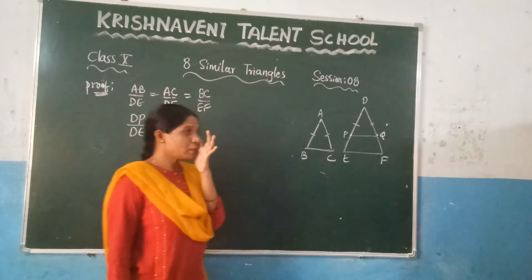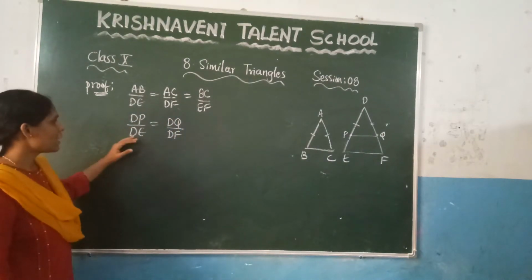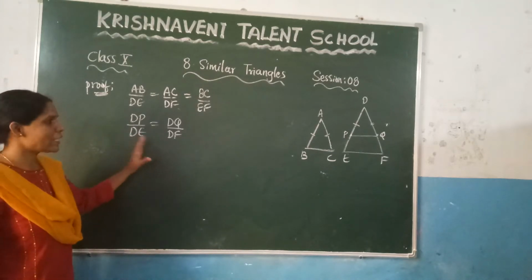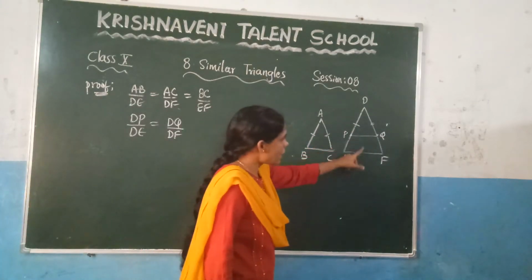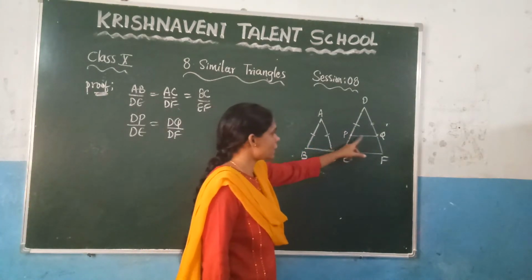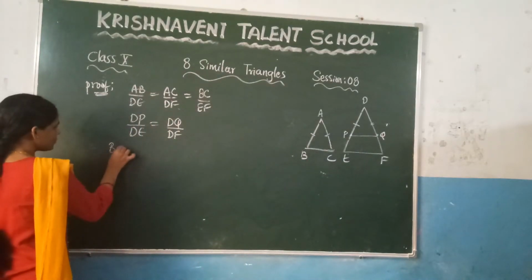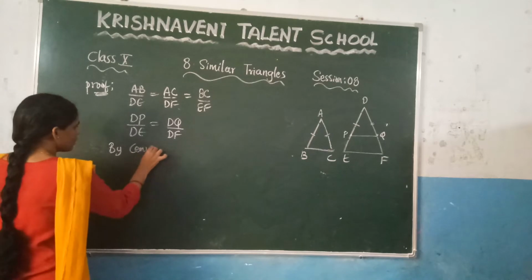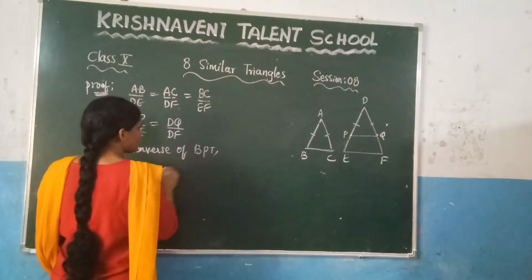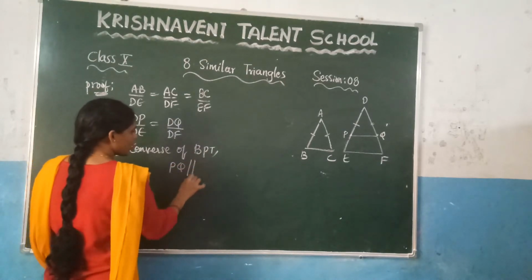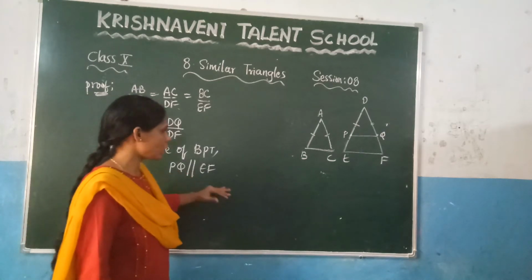So here again by the converse of the basic proportionality theorem, if two sides are divided in the same ratio, then we can say that the other side is parallel to the third side. So from that we can say that PQ is parallel to EF. So write it here, by the converse of the BPT theorem, we can say that PQ is parallel to EF. Right? What we got here is PQ is parallel to EF.